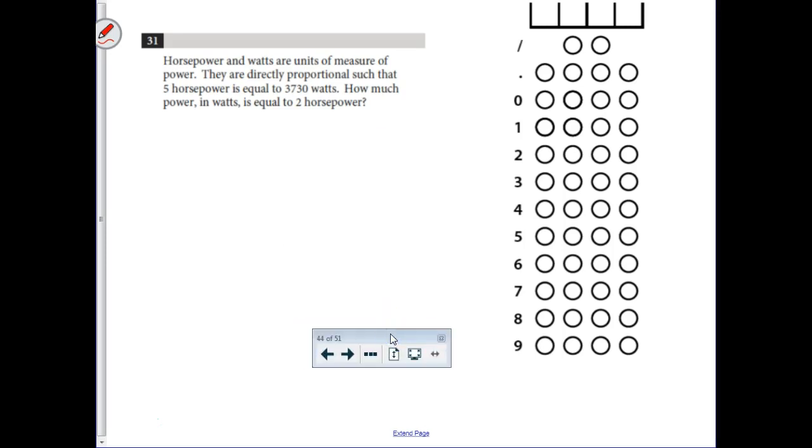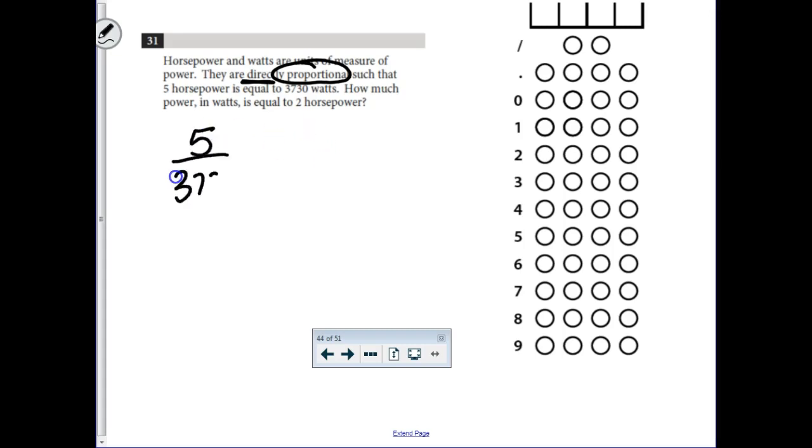Okay, so here we are. 31. You all have your calculator back in front of you now. That's good. So now you feel good. Feel confident. Horsepower and watts are units of measure. They are directly proportional. That's a good math word. Proportional means you can write a proportion. And because it says directly, that means it's just a traditional proportion, such that 5 horsepower is equal to 3730 watts.